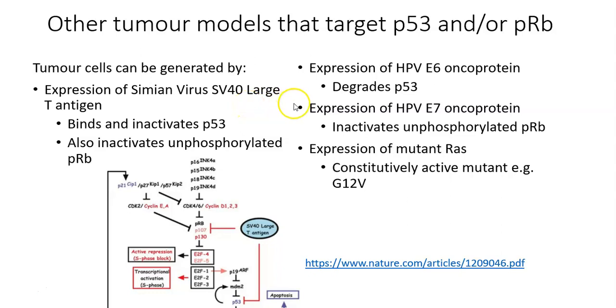We can use SV40 large T antigen. Now this is from the simian virus. So SV40 large T antigen is a viral oncogene, and that will bind and inactivate p53. It will also inactivate unphosphorylated PRB, and that SV40 large T antigen can transform normal cells, not necessarily fully malignant, but they will be transformed.